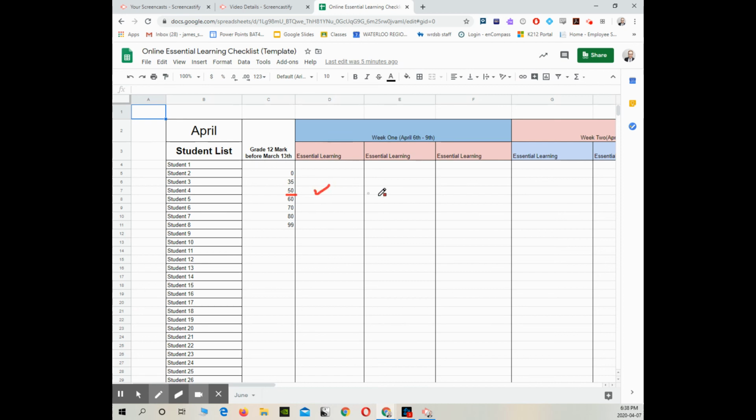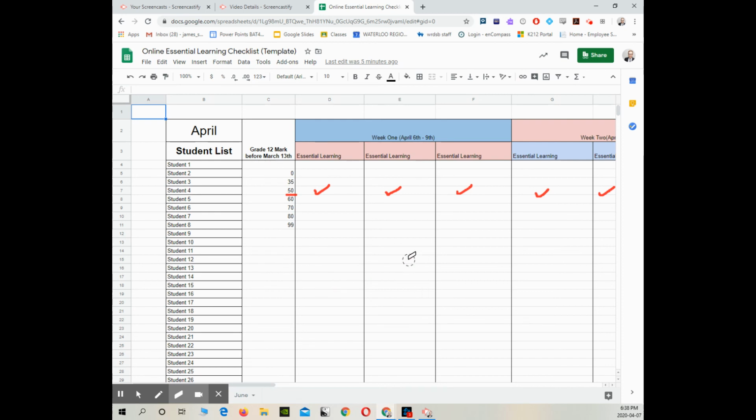However, if they decide throughout their time to complete all of their essential learnings throughout the rest of the semester, they can definitely increase this mark from a 50 to whatever your professional judgment states. However, you cannot give them lower than a 50. I just would like to stress that point.